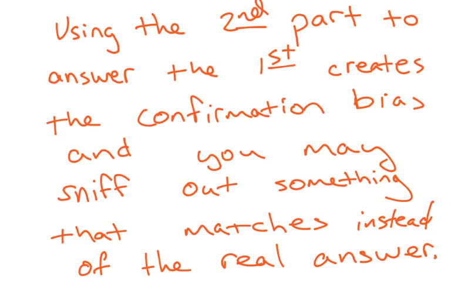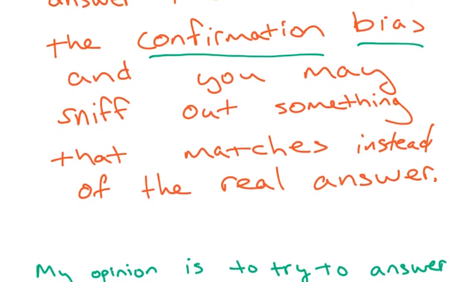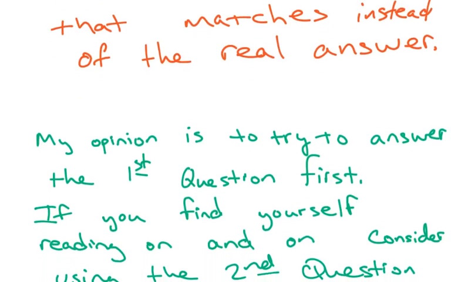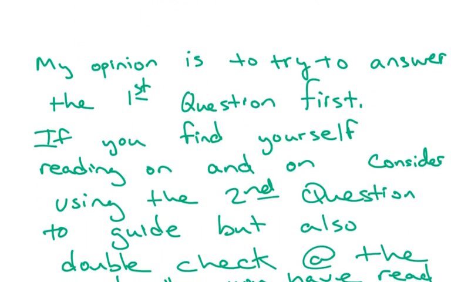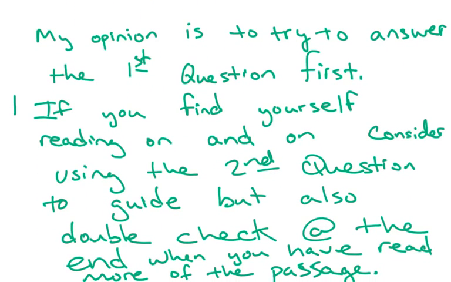There's a problem here, and you can tell that I'm really concerned about this. This goes back to confirmation bias. If you're reading the question and you see stuff that maps together, you may just gravitate towards that as the answer without really answering the question. So I wrote here, using the second part to answer the first creates confirmation bias, and you may sniff out something that matches instead of the real answer. Again, this is my opinion. Depending on who you speak to, you will hear different things.